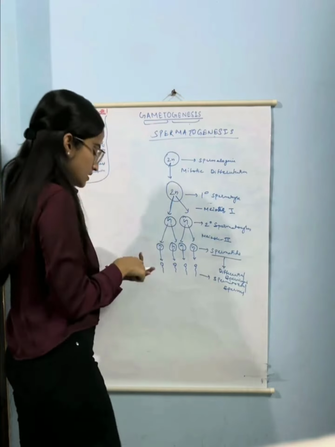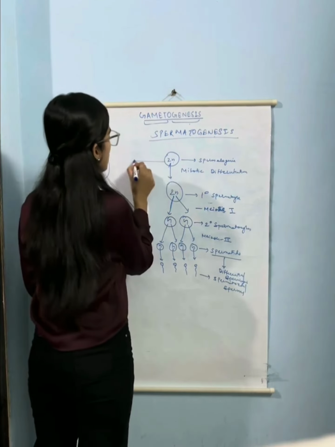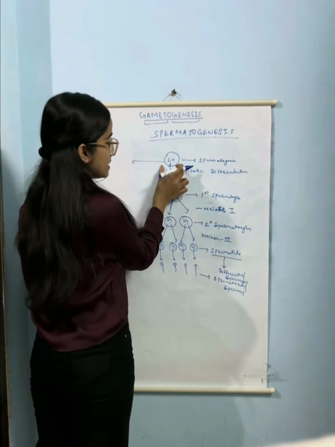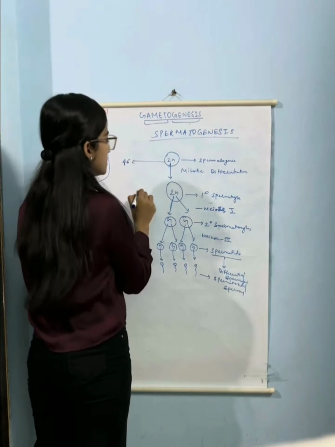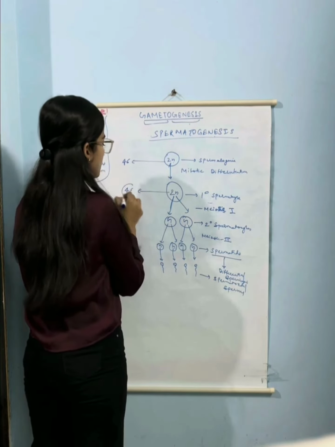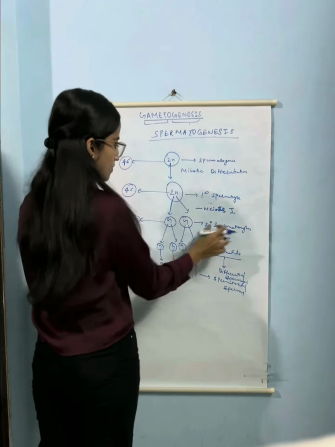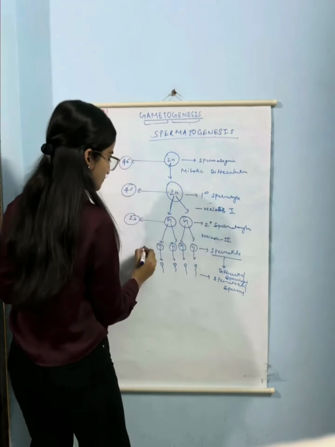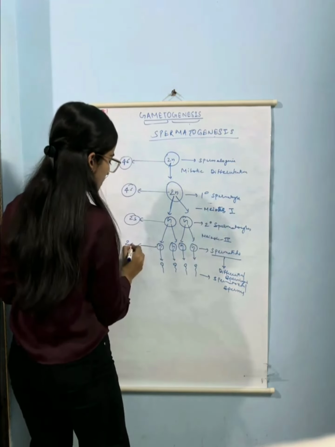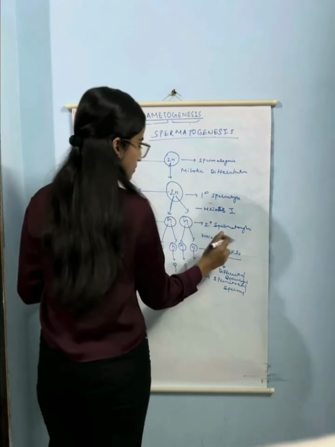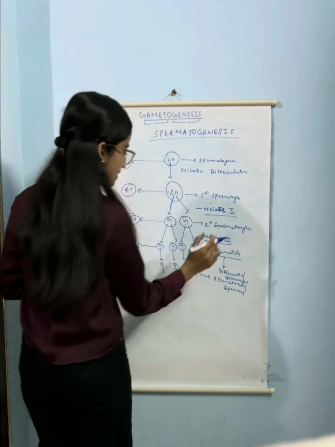So let's discuss the number of chromosomes. Here the number of chromosomes, you know it represents a diploid cell, will be 46. Here also the number of chromosomes will be 46. Here the number of chromosomes will become half because there was meiosis 1. Here also the number of chromosomes will remain the same because meiosis 2 is an equational division.